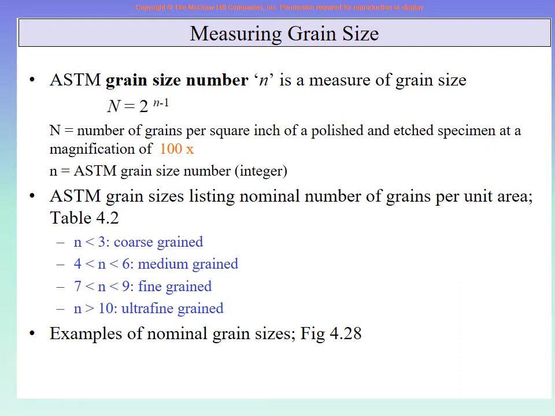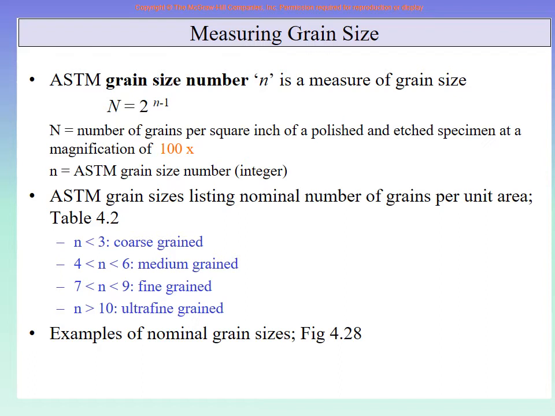Now, if this small n is less than 3, then we say it is very coarse grained material. Coarse is the opposite of fine. When n is between 4 and 6, it is medium grained. When n is between 7 and 9, it is fine grained. And if n is greater than 10, then it is ultra fine grained. So this grain size number tells us how fine, how small the grain sizes are. If the grain size number is ultra fine, then the grains are very, very fine, so the strength and so on will be very high.